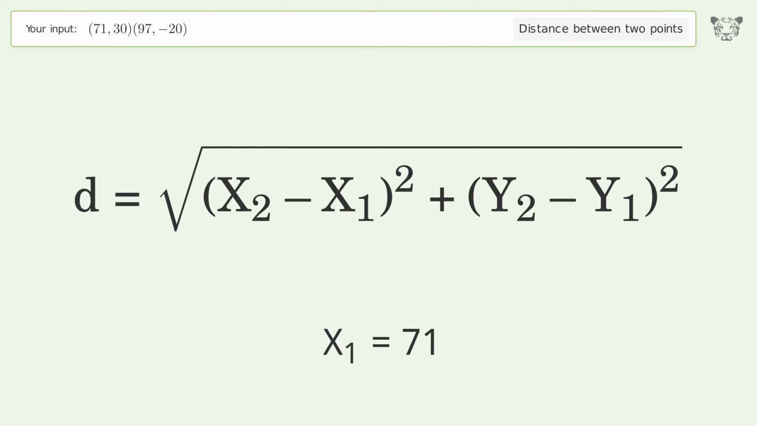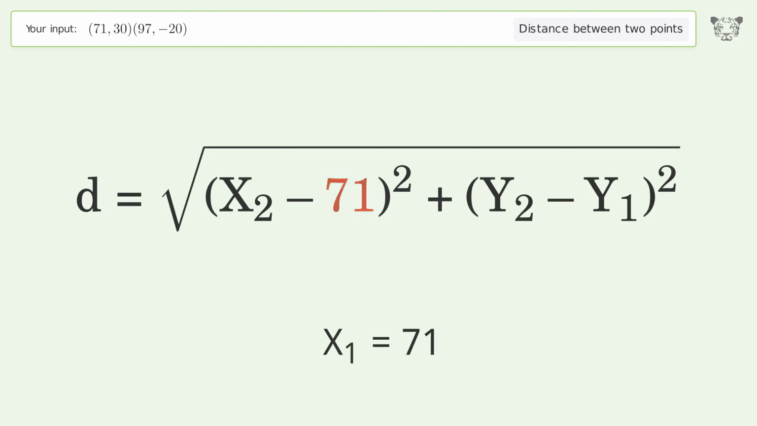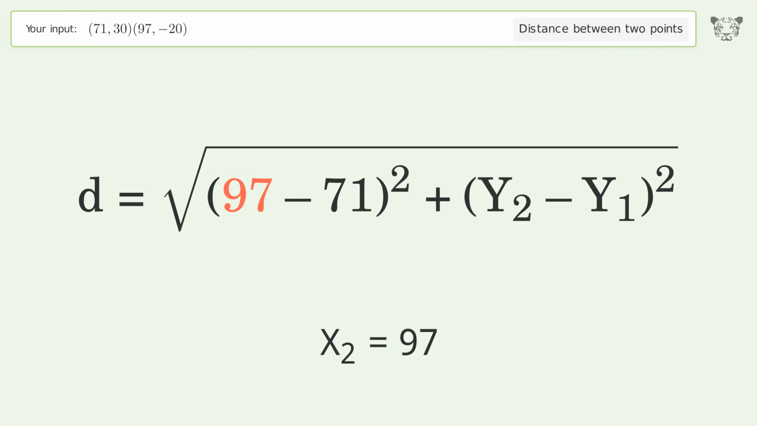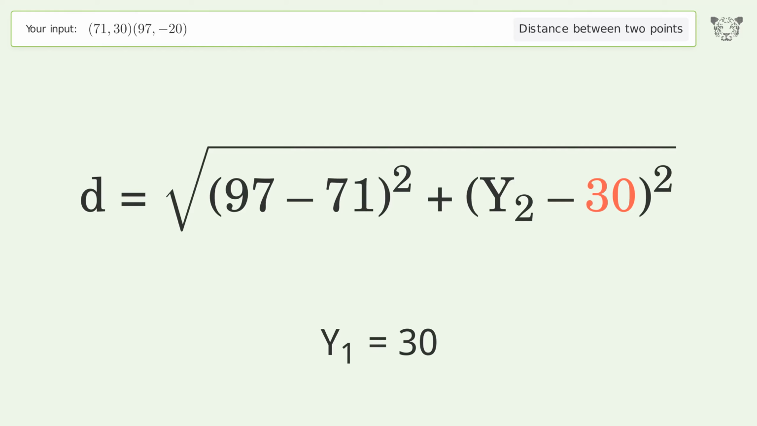x1 equals 71. x2 equals 97. y1 equals 30. y2 equals -20.